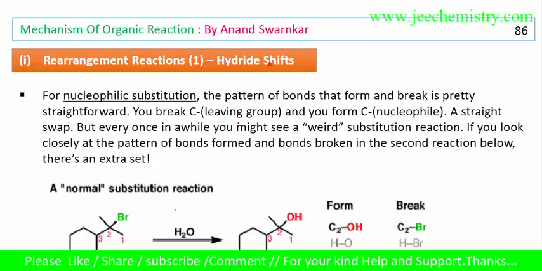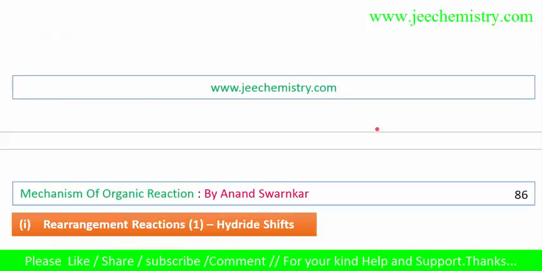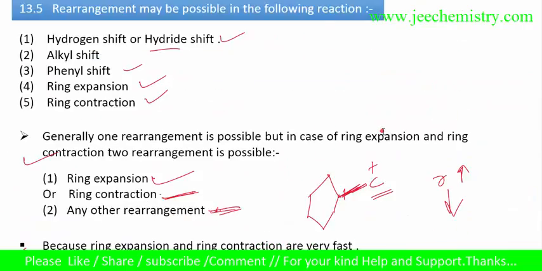Rearrangement reactions, hydride shifts. There are some methods of rearrangements. Here is the list: hydrogen shift, hydride shifts, alkyl shift, phenyl shift, ring expansion, ring contractions. First of all, I will explain this hydride shift.